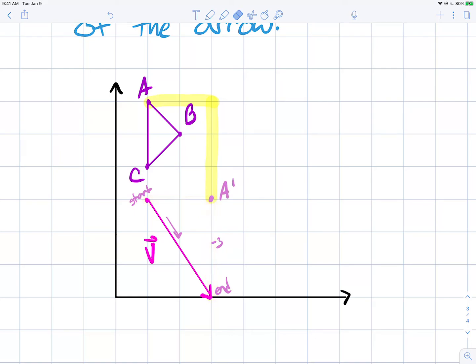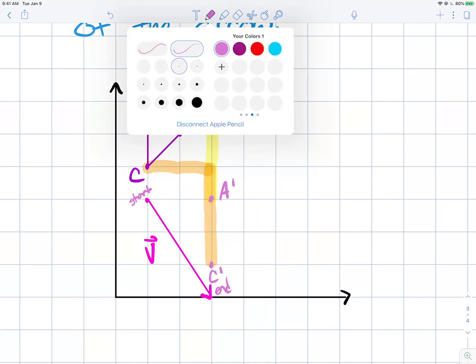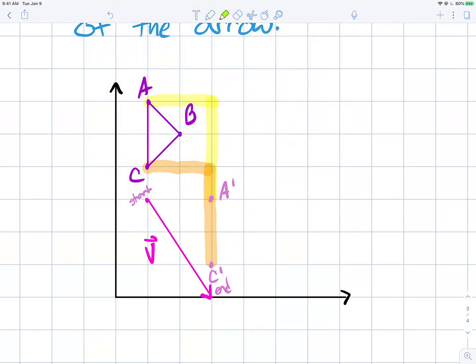I'm going to erase this just because it's about to get in my way. Then I'm going to do the same thing with C. So I'm going to go right 2, down 3. 1, 2, 3. And here is C prime, and I'm going to do the exact same thing with point B, 1, 2, 1, 2, 3. And here is B prime. So my triangle has moved to here.